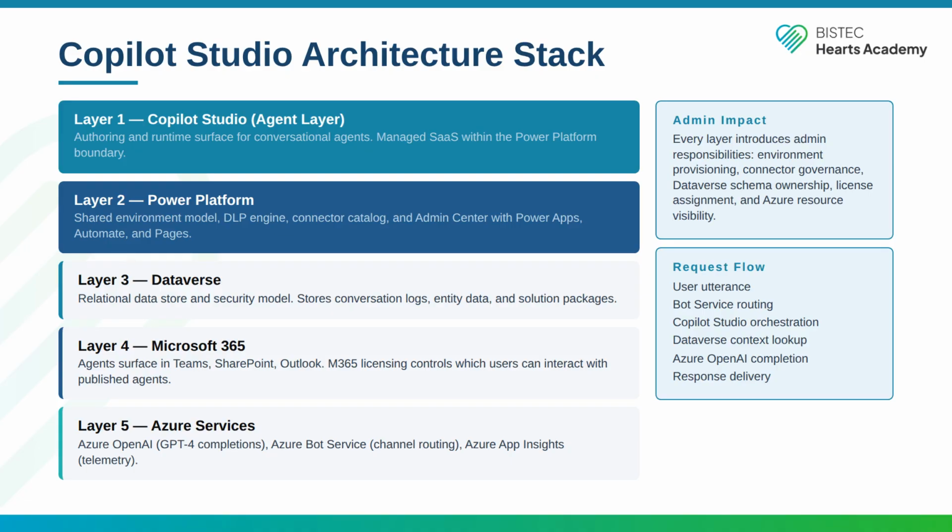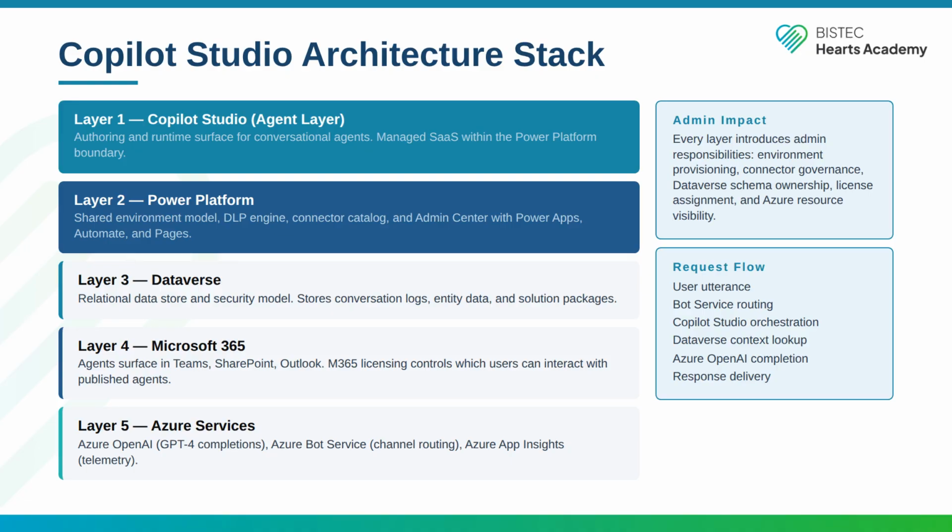Layer 2 is Power Platform. Copilot Studio does not have its own environment model or its own DLP engine. It shares everything: environment lifecycle, connector catalog, data loss prevention with Power Apps, Power Automate, and Power Pages. That means a single admin center governs the entire estate. And at the top, Layer 1, Copilot Studio itself, the authoring and runtime surface for conversational agents, delivered as managed SaaS within the Power Platform boundary.